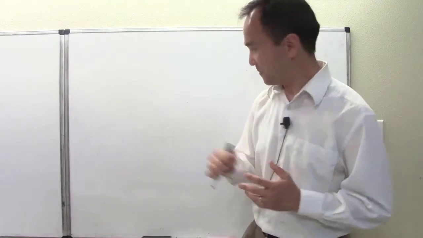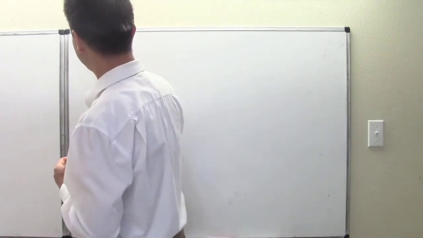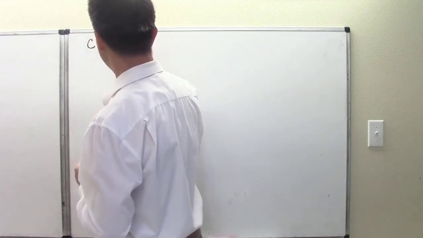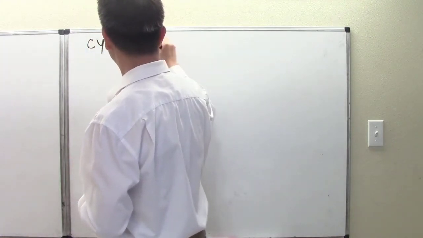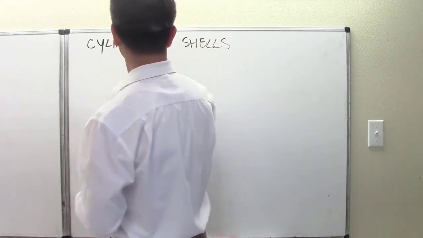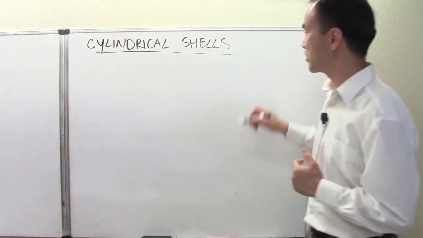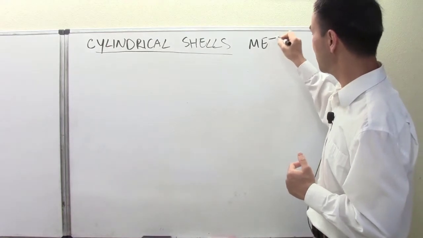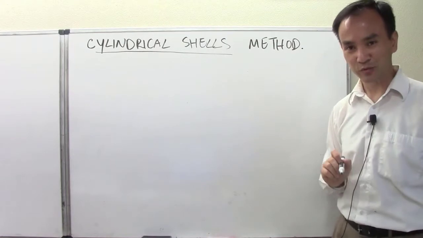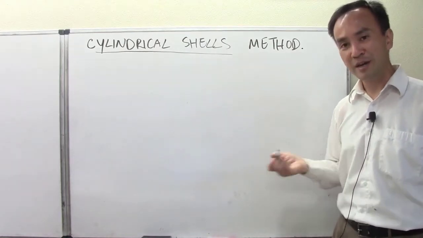But the method that we're about to learn here is called the cylindrical shell method. So we are going to be using cylindrical shells, and this is a method to calculate volume. Many standard calculus textbooks refer to this as the cylindrical shells method.